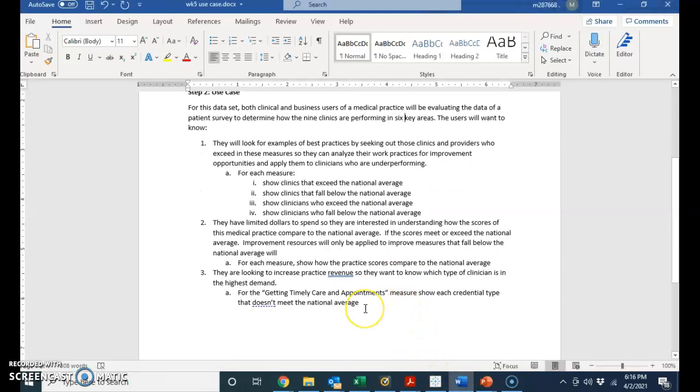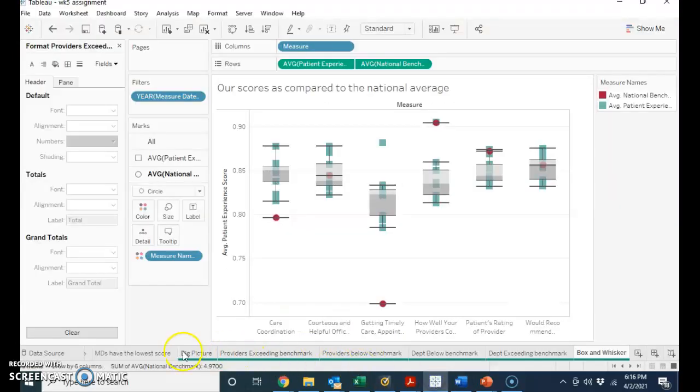And then lastly, going back to the use case, this practice is looking to increase revenue, so they want to know which type of clinicians they should hire by looking to see which type of clinicians are in the highest demand. So we're going to take a look at that particular measure, getting timely care and appointments, to show the credentialing type that's not meeting the national average. So just moving over here.